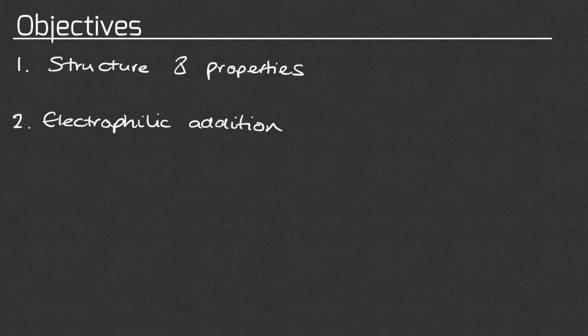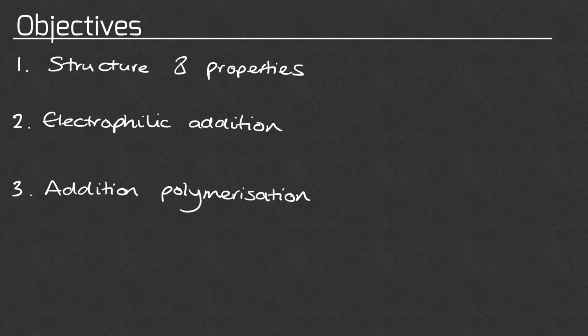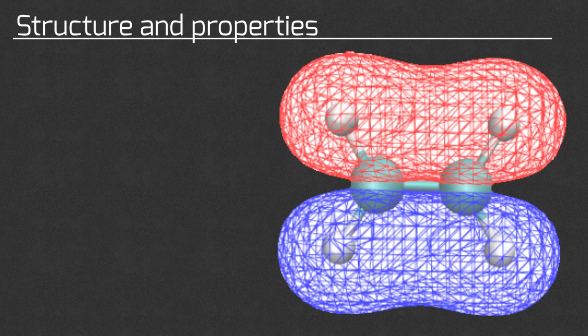mechanism, and then looking at how carbocations can influence the major and minor products formed during this reaction. And addition polymerisation, looking at how to represent and name polymers, and then the different properties of polymers, looking at the forces between the chains and the roles of plasticizers. We're going to start off by looking at the structure and properties of alkenes.